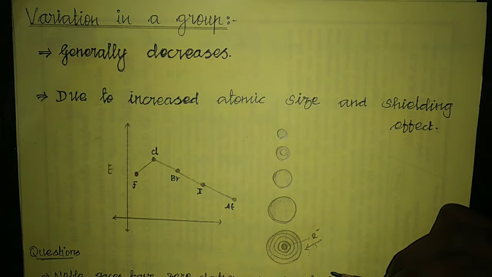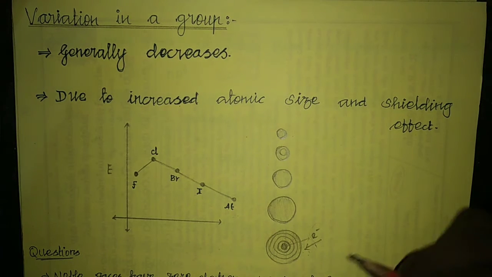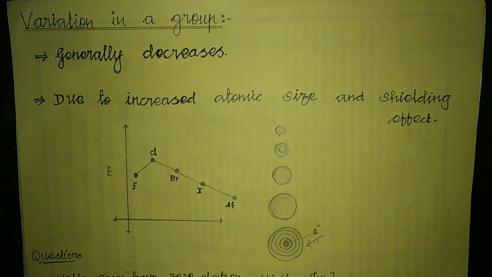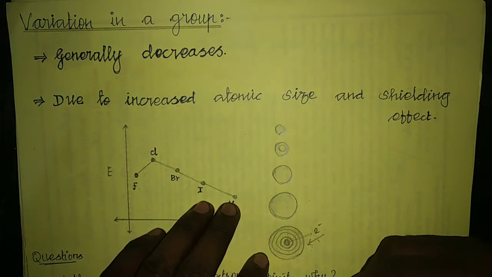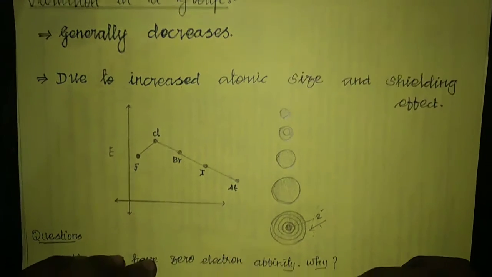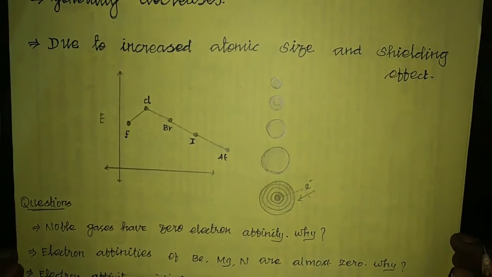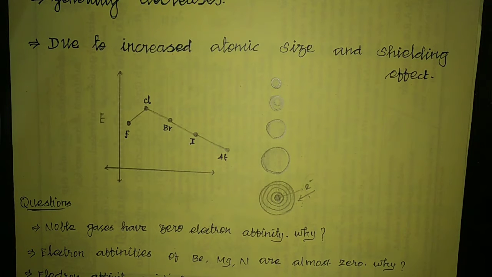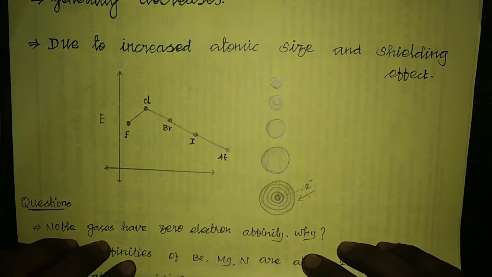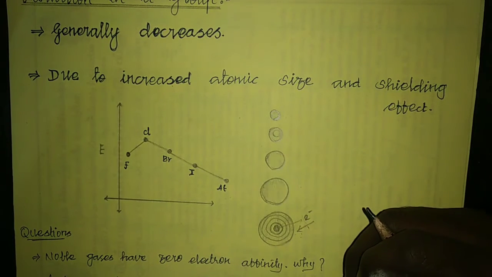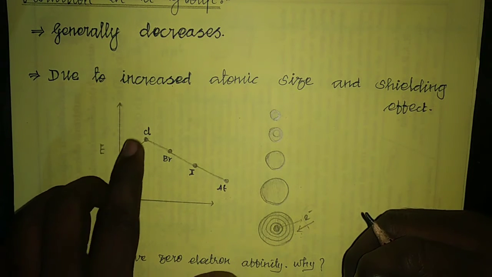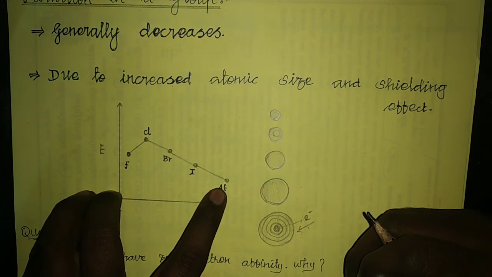So the force exerted by this nucleus cannot pull this extra electron inwards. So what is decreasing? The electron affinity decreases from top to bottom. Understood? As the number of shells increases, the shielding effect increases. As the shielding effect increases, the atom doesn't show proper affinity towards the extra electron. So the electron affinity value generally decreases from top to bottom. Okay, so here they have taken fluorine, chlorine, bromine, iodine and astatine.